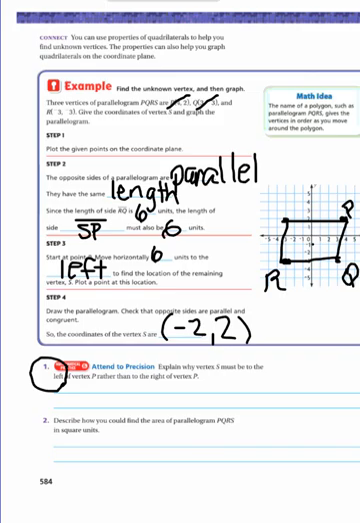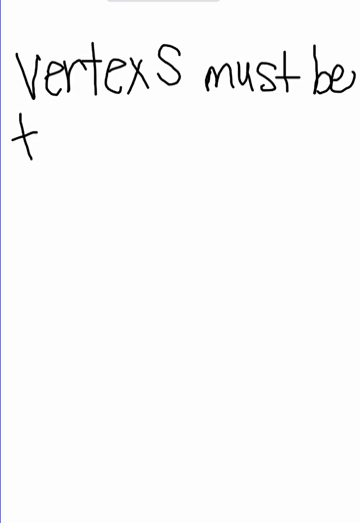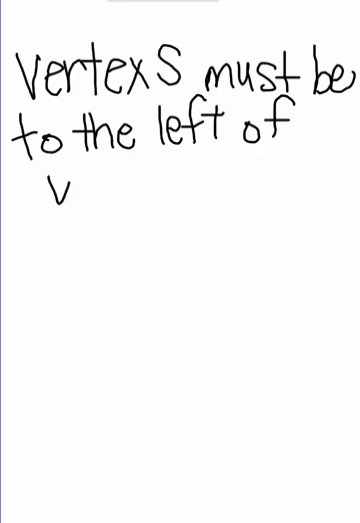Your question was, explain why vertex S must be to the left of vertex P rather than to the right of vertex P. Vertex S must be to the left of vertex P.